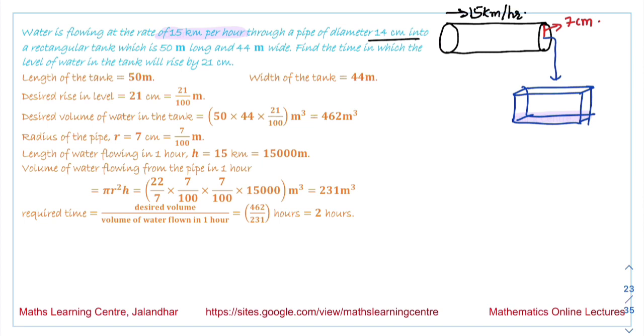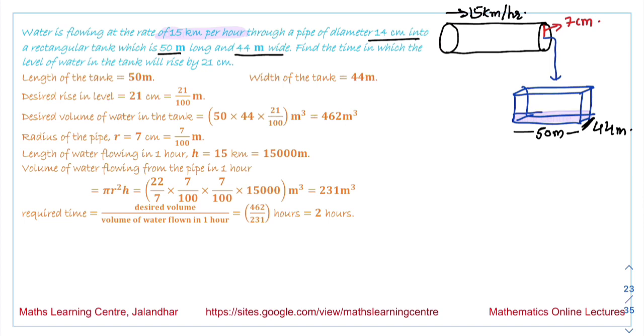The diameter is given as this, and for the tank we are talking about, the length we have over here is 50 meter, and the width of this tank is 44 meter, and we want to find the time in which the level of the water will rise by 21 centimeter.